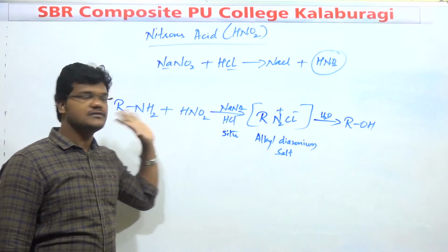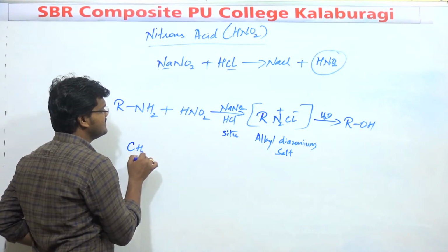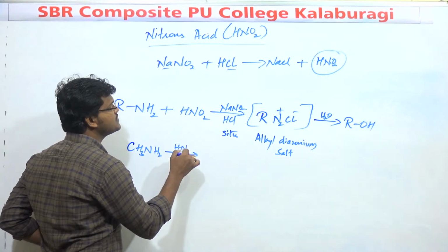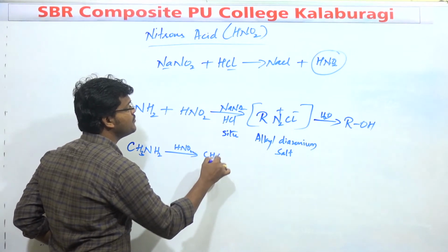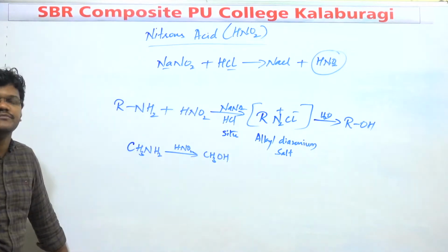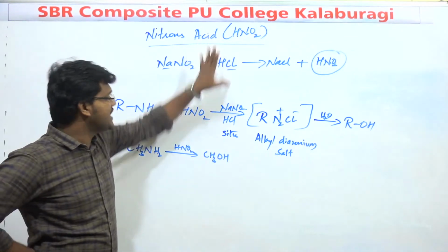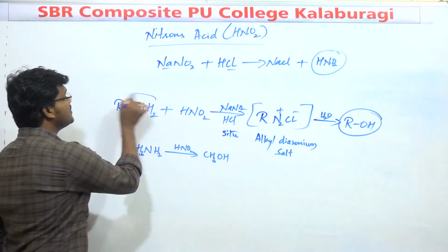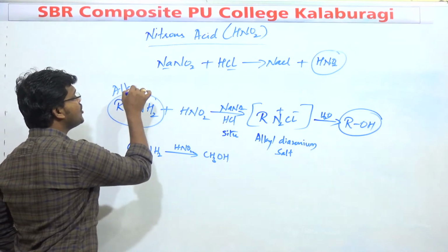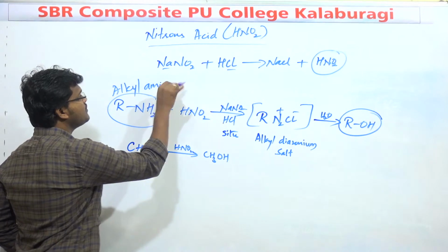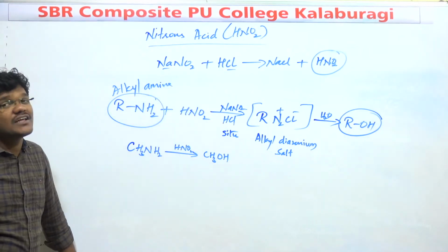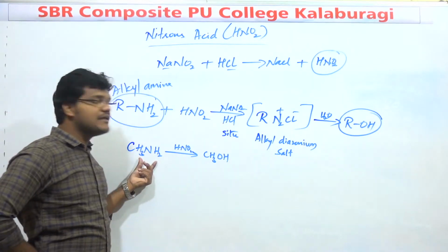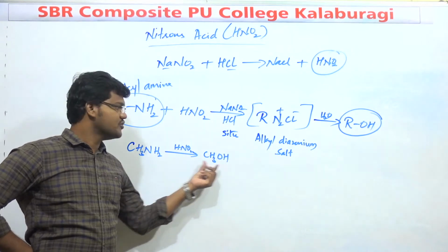Nitrous acid. Remember, amines, CH3 and NH2, react with HNO2 to give you what? CH3OH. So that you will remember: when an amine is made to react with nitrous acid, my final product is alcohol. Please do remember I am talking about alkyl amines only, not aryl amines. I will tell you why. So one thing you remember, alkyl amines on treatment with HNO2 give you CH3OH.